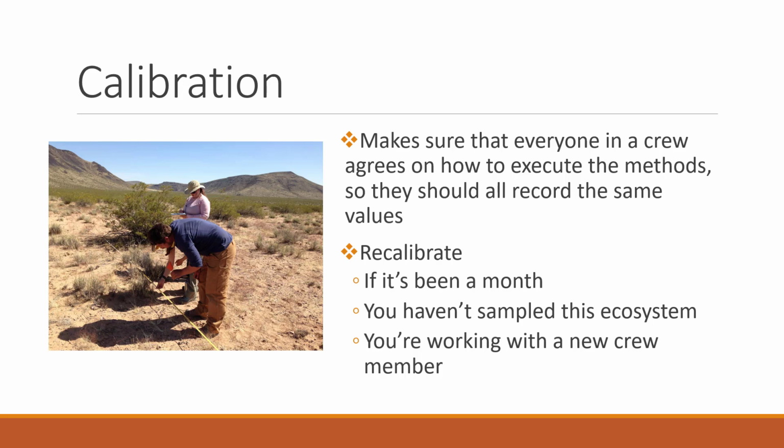Calibration is required in a few instances. After training and before you survey your first plot, your crew will need to calibrate. After that, every 30 days after a calibration, you will need to calibrate again. If you move to a new ecosystem, you will need to calibrate, like if you went from sagebrush to pinyon juniper. And if you gain a new crew member, you need to calibrate again so that the new crew member is on the same page, even if that new crew member is only helping out on one plot.